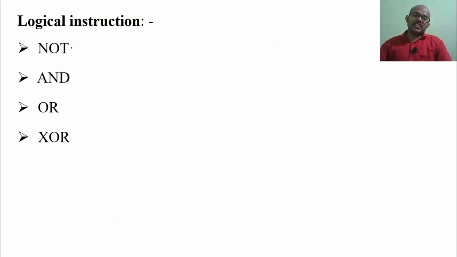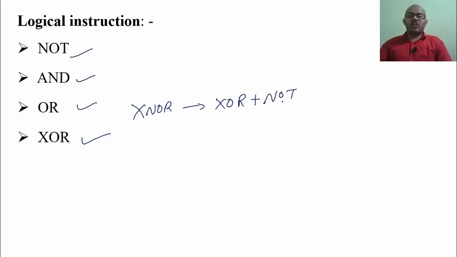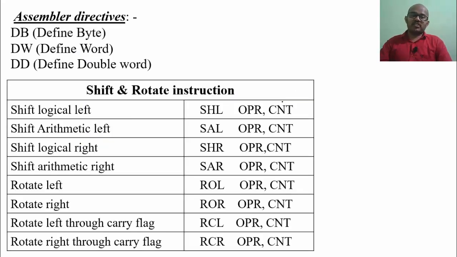And in the case of logical instructions, NOT, AND, OR, XOR are very, very important. If you want to perform XNOR, you have to first perform the XOR operation, then you have to perform the NOT operation or negation operation.